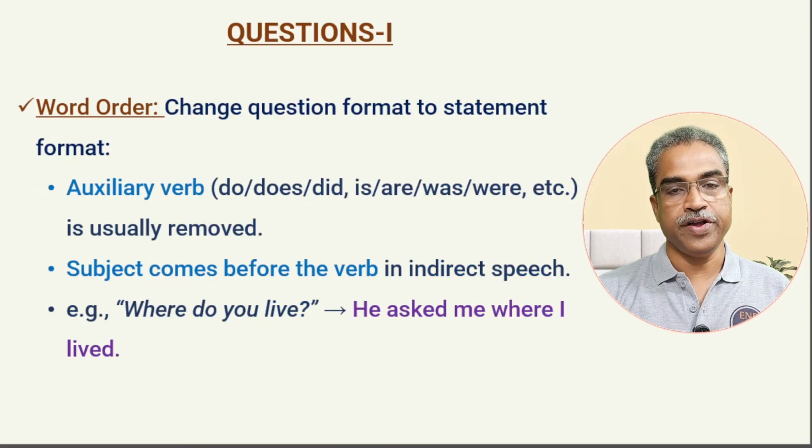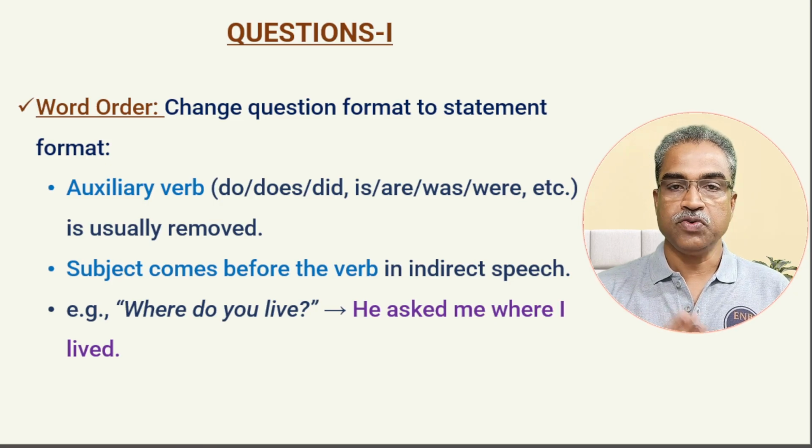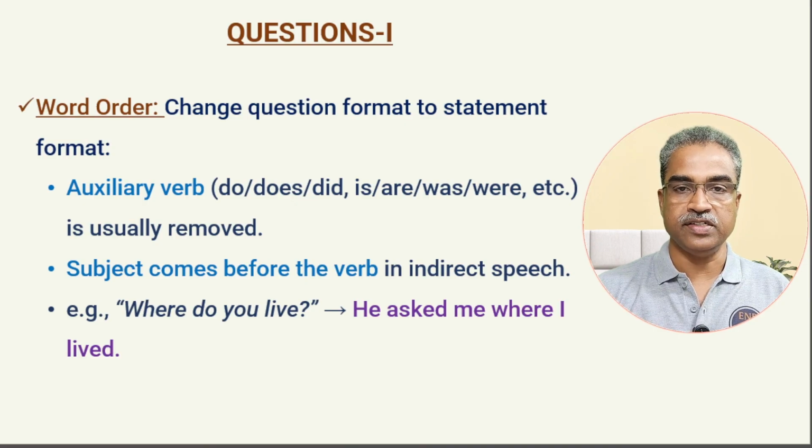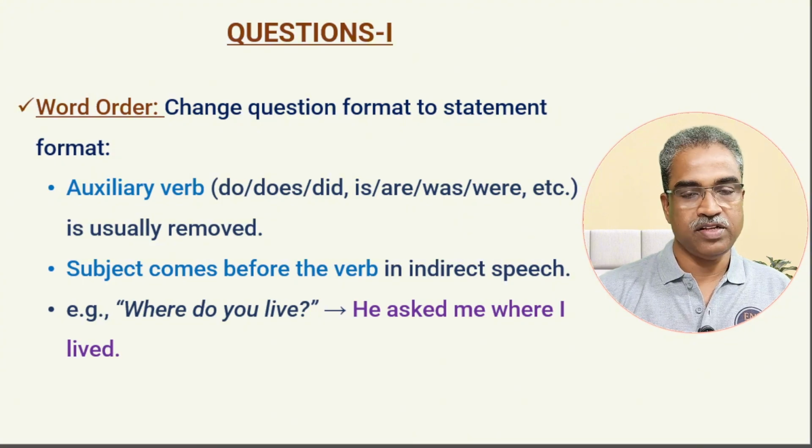Next, word order. If you don't understand this now, don't worry. When I explain, you will understand with examples. So we change question format to statement format, we already know. In a question, we always use an auxiliary verb, for example do, does, did, is, am, are, was, were, will, shall, can, may. All these auxiliary verbs we use in questions are removed. How, we'll explain.